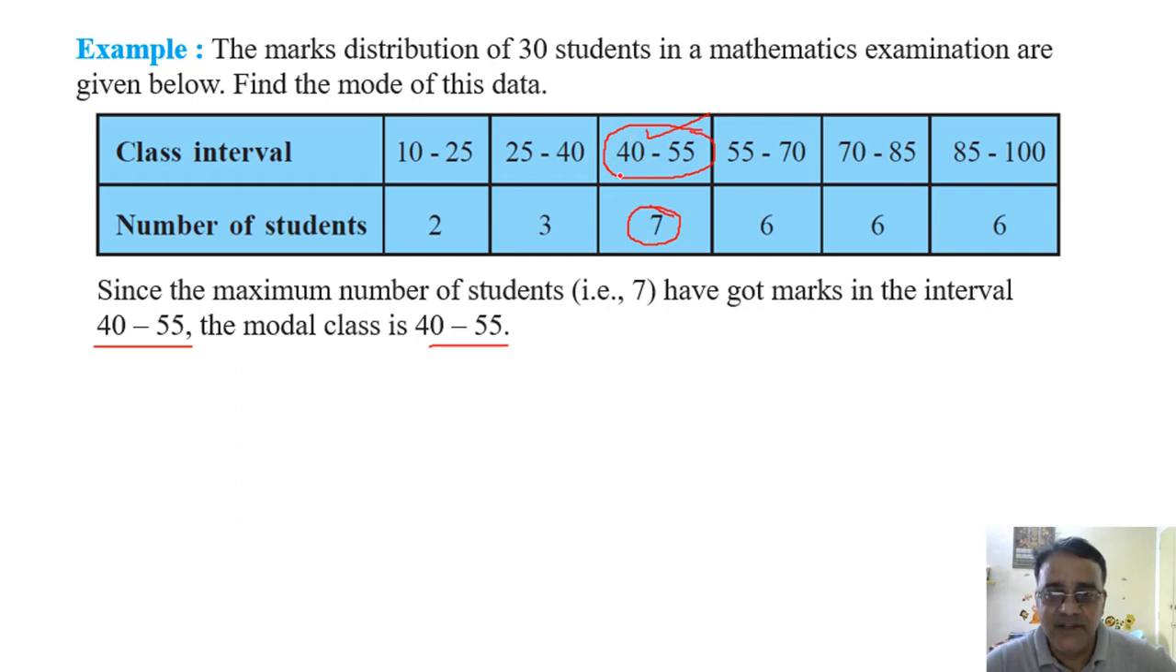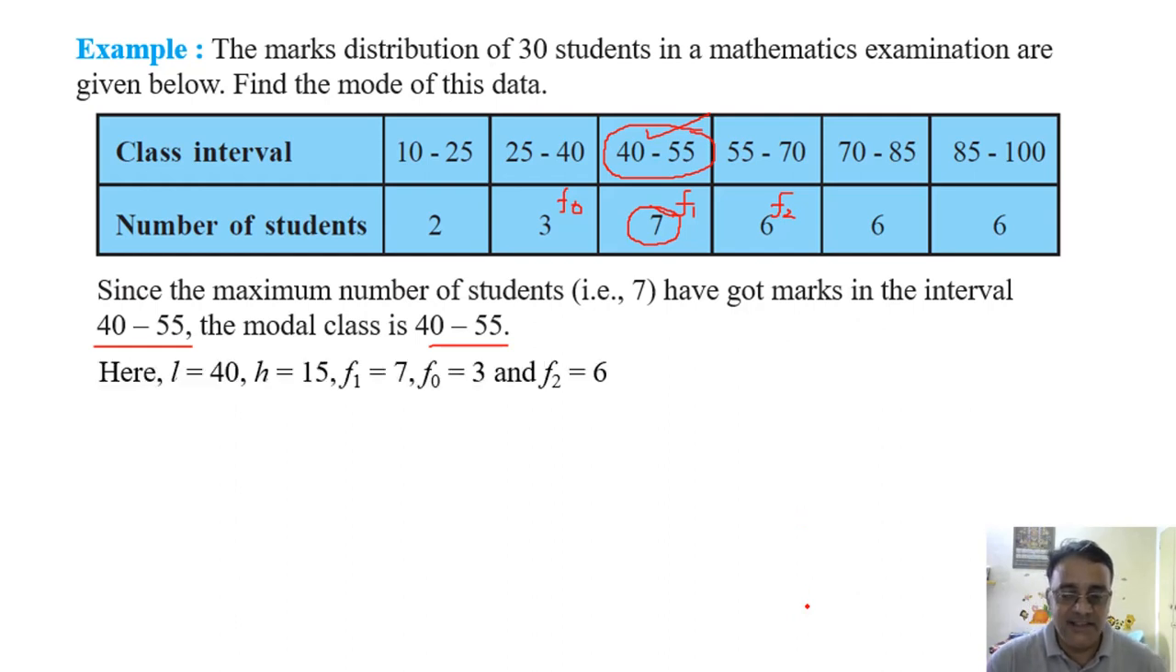Now what is the lower limit of this class? 40. So L is equal to 40. And what is the class size? 15. Right. F1 is the frequency of model class and F0 is the frequency of the class preceding the model class, and F2 is the frequency of the class succeeding the model class. So whether you are able to identify all these values? Yes, sir. So L is equal to 40, H is equal to 15, F1 is 7, F0 is 3 and F2 is 6.